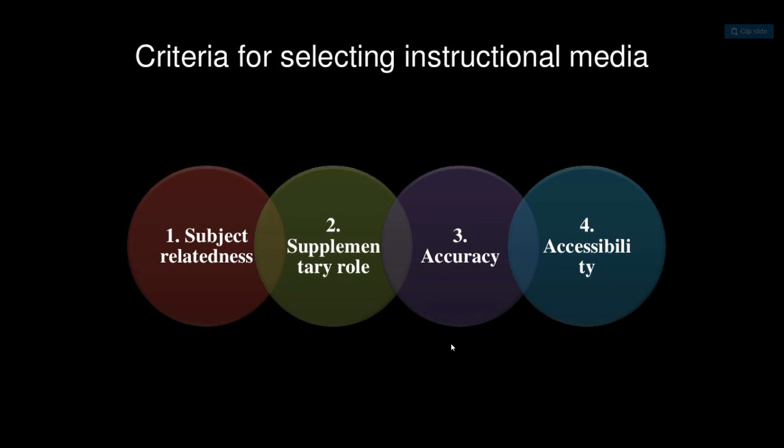Next, there are some criteria for selecting instructional media. First one, subject relatedness: the topic we are teaching with AV aids should be totally related to the learner. Then supplementary role: it enhances learning curiosity in the students. Then it gives accuracy.